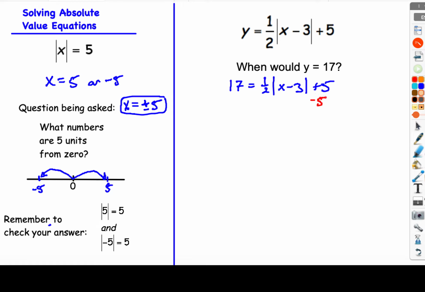So plus 5 means I'm going to subtract 5. 12 equals 1/2 the absolute value of x minus 3. Then we can divide by a half. I want to get rid of that half value. So divide by 1/2. Now, dividing by a fraction is the same thing as multiplying by its reciprocal. Oops, 2 there though. The reciprocal of a half would have been positive 2. Let me clean that up just a little bit here.